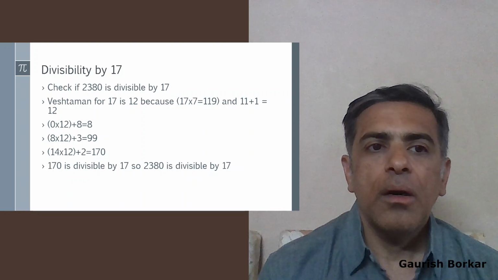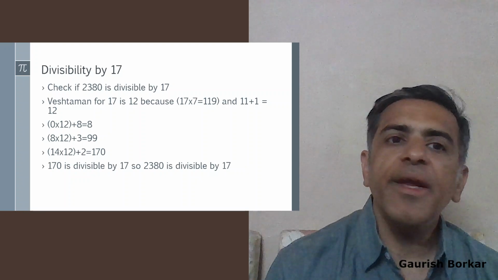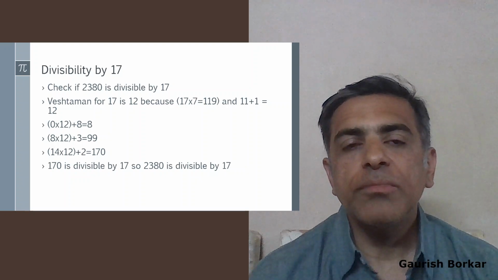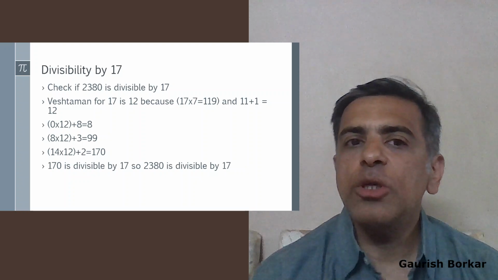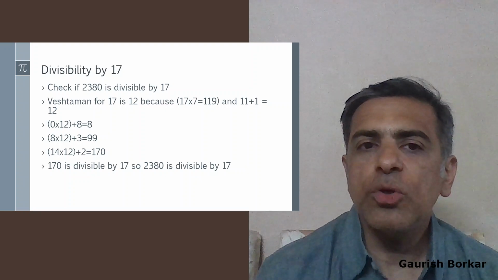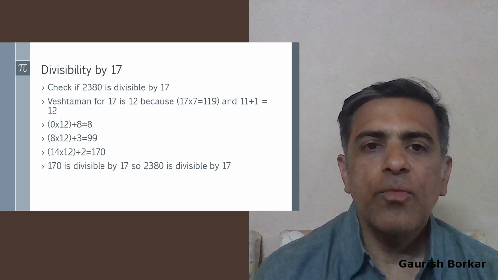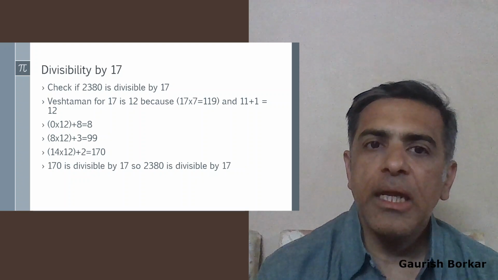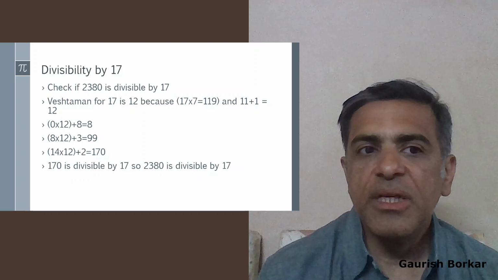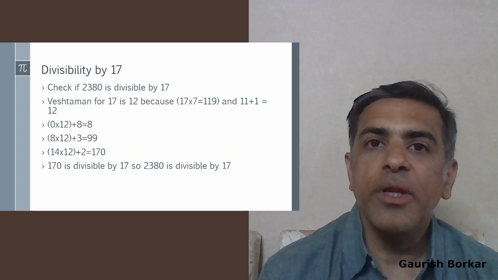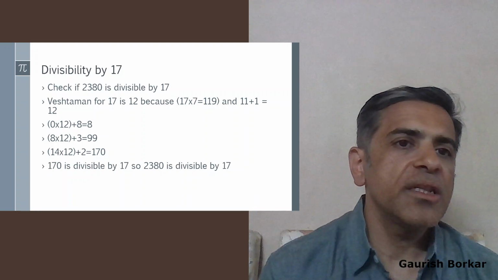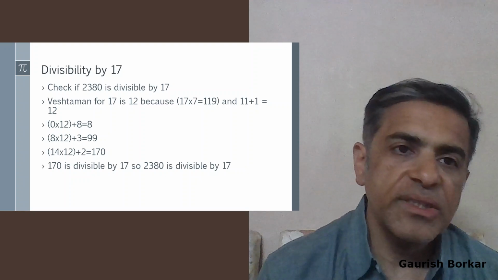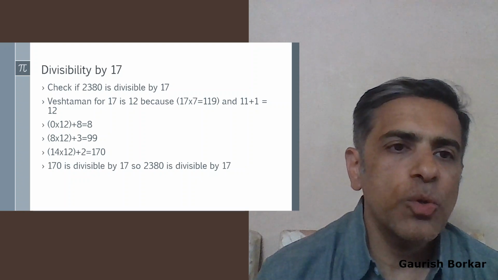Now let's take another example, divisibility by 17. Here the number is 2380 and we want to check if this is divisible by 17. Now 17 also ends with 7, so the Veshtanam would be: 17 sevens are 119, and the last digit 9 has to be eliminated. We have 11. 11 plus 1 is 12. So 12 becomes our osculator or the Veshtanam. The last digit in 2380 is 0. So 0 into 12 is 0, plus the previous digit 8 is 8.